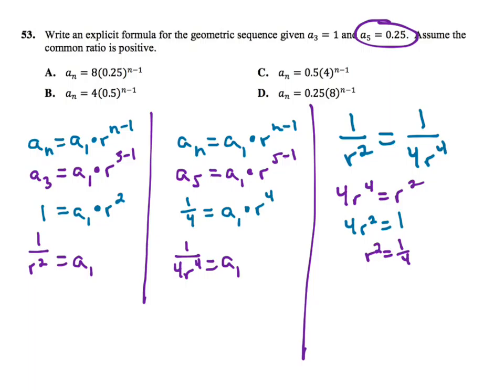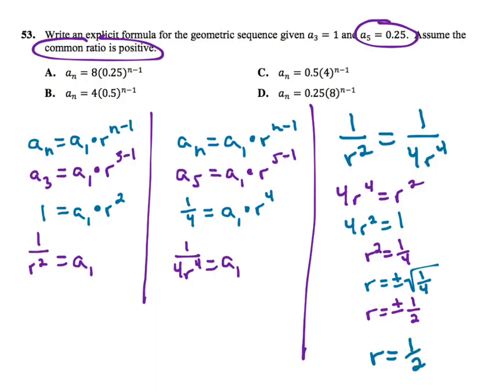And let's take our square roots. r equals plus or minus the square root of 1/4. r equals plus or minus 1/2. Remember, pause and talk about it if you have to. But now what did it say? It said our common ratio is positive. So I can say our ratio is equal to 1/2.